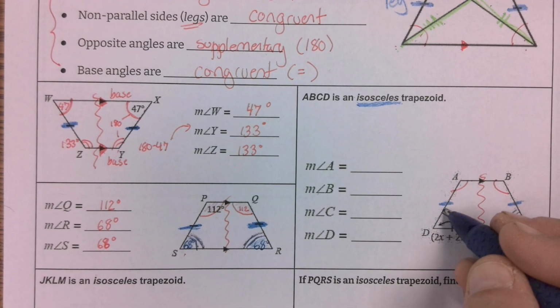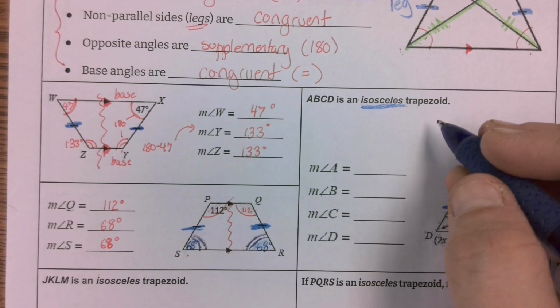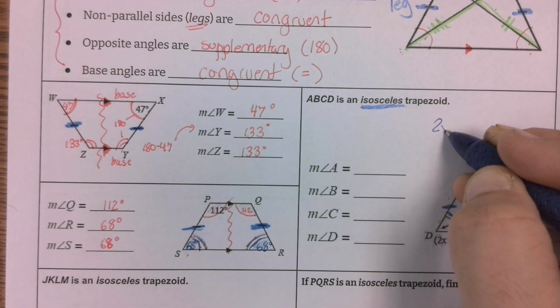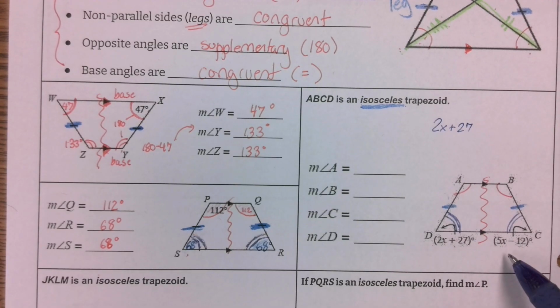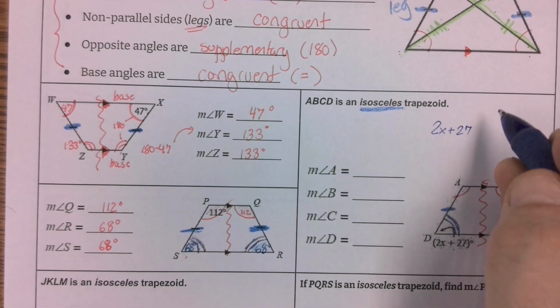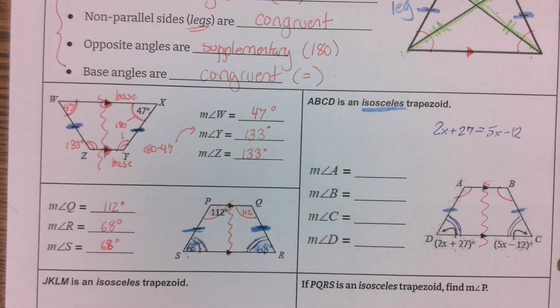Now, what do we know about these? Well, as you can see, we know that the base angles are congruent. That means that they're equal. Whenever we use the word congruent, we mean equal. So I can set these equal to each other. I can say that 2x plus 27, this angle, equals 5x minus 12. They have to be equal to each other.